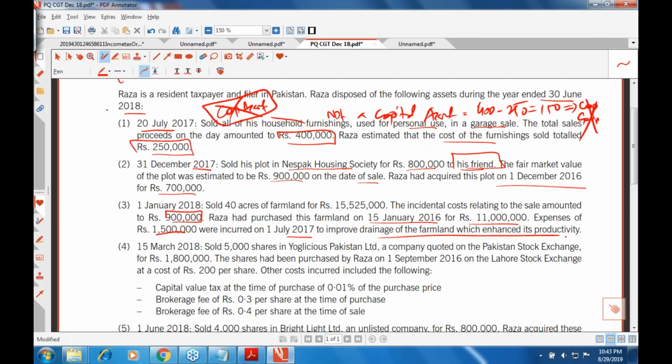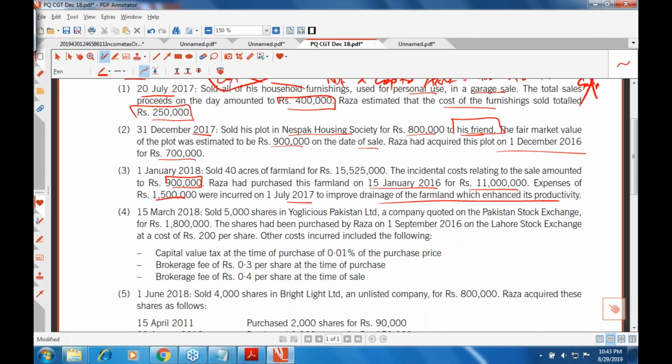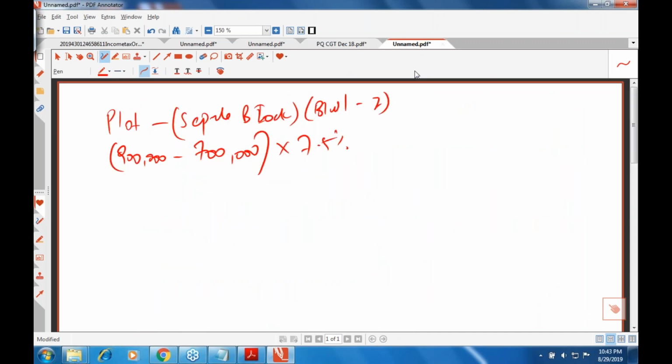As we discussed a bit earlier, if you dispose of an asset, then the gain is computed as disposal proceeds minus the cost, and the cost includes any incidental expenditures which are incurred in order to improve the item. So here you have got farmland which was sold on 1st Jan 18 and was purchased on 1st July 17. So 1st July 17 till 1st Jan 18 is less than 1 year. Farmland again is a separate block of income, less than 1 year.